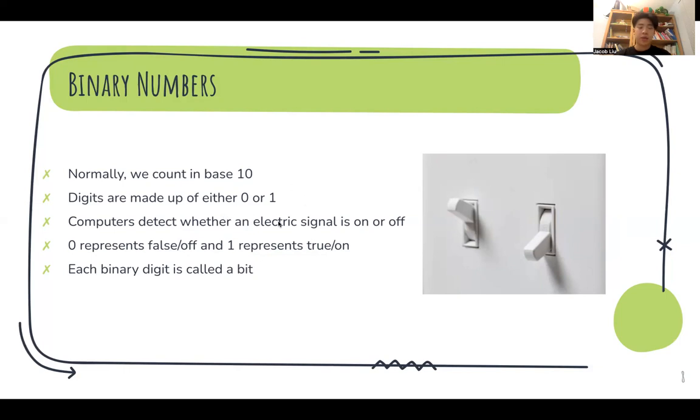The reason why binary exists is because computers can detect whether an electrical signal is on or off. So it's very simple, right? There's only 0 and 1, and there's only on and off, right? Only 2 digits, 2 states. So 0 sometimes represents 0, obviously, and it also sometimes represents false, and it also represents off. 1 represents true or on. Also, each binary digit is called a bit.